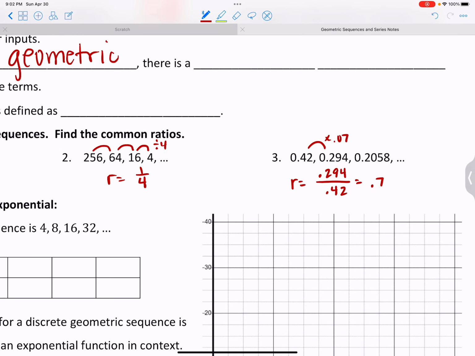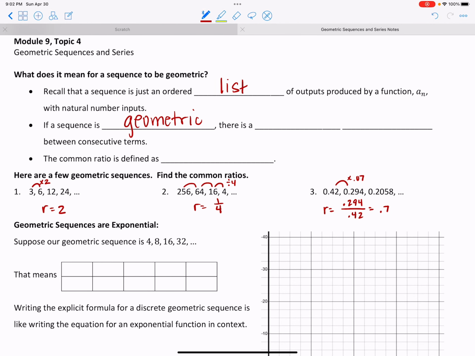There's our common ratio. Okay, so if a sequence is geometric, again, there's going to be a common ratio between the terms, and we will define that common ratio as, again, a ratio, a fraction, a quotient of any two consecutive terms, the next term divided by the one previous. So we're going to say a sub n plus 1 divided by a sub n.